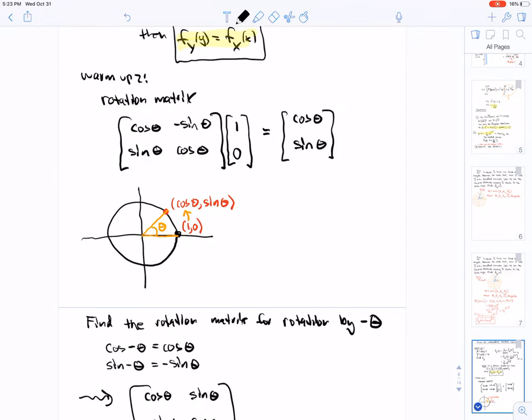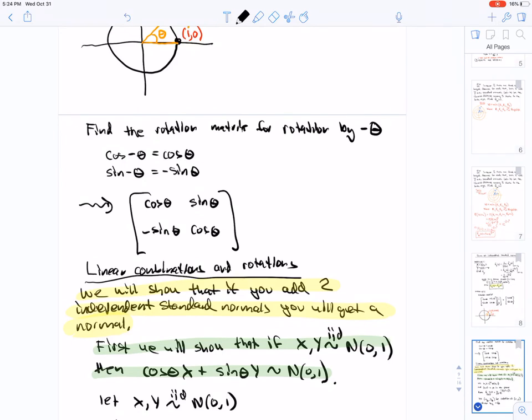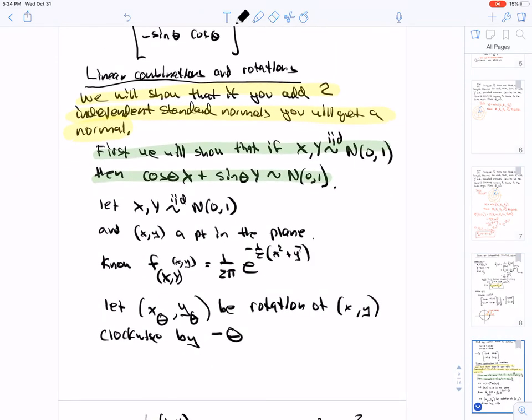Secondly, a rotation matrix is what's shown here. It takes (1, 0) to (cosine theta, sine theta). It's rotation by theta, has this form. Rotation by minus theta has the form cosine theta, sine theta, minus sine theta, cosine theta. And linear combinations of rotations is the next topic. So we're going to show that if you add two independent standard normals, you'll get a normal. So first we're going to show that if X and Y are IID standard normal, then cosine theta X plus sine theta Y is standard normal.